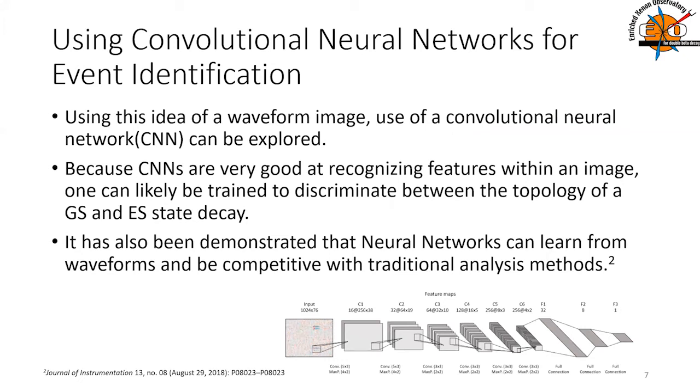So going back to this idea of using the waveforms as an image, you can think of using a convolutional neural network to explore this image, especially because the difference between a ground state and excited state decay is primarily seen in the topology of these events. The convolutional neural network should be able to extract the features from the shapes and the distributions of these multi-site waveforms and hopefully be able to tell the difference between them. And we've already demonstrated, as Igor mentioned, that these convolutional neural networks can learn from our waveforms and be competitive with traditional analysis methods.